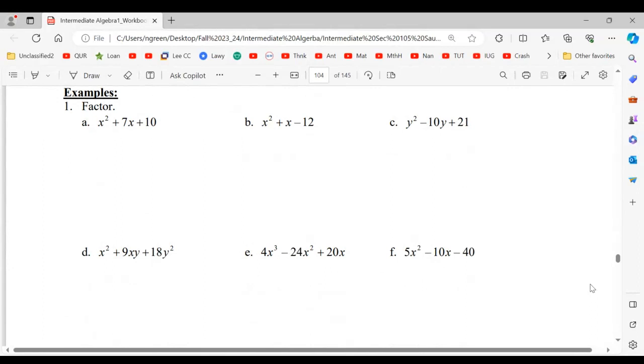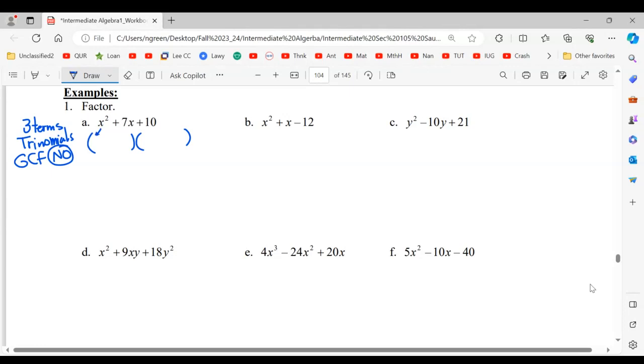Factor x squared plus 7x plus 10. How many terms do we have here, the total number of terms? We have 3 terms. Therefore, we factor by what? Trinomial, okay? First of all, do we have a greatest common factor here? Do we have a number that we can factor? Do we have a variable that we can factor? The answer is no, we don't have anything. Therefore, we go directly to trinomial factoring.